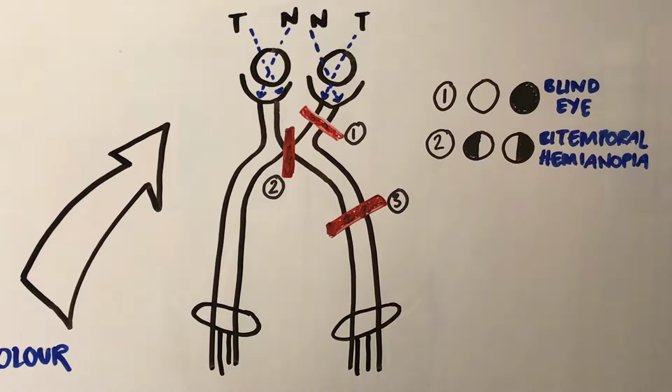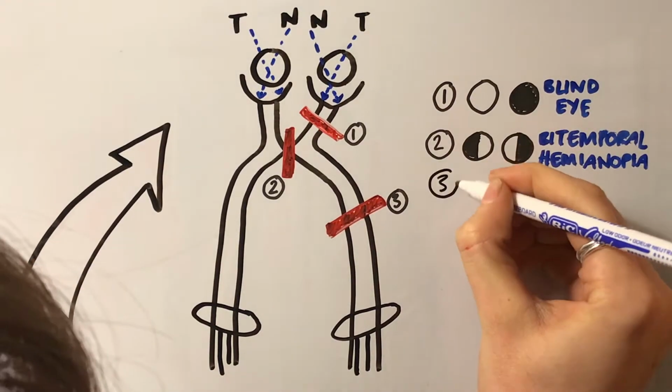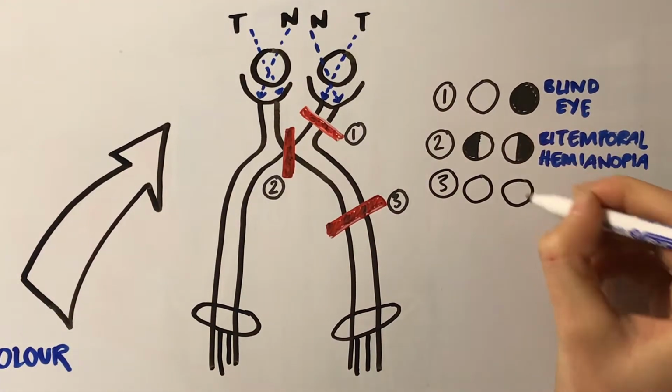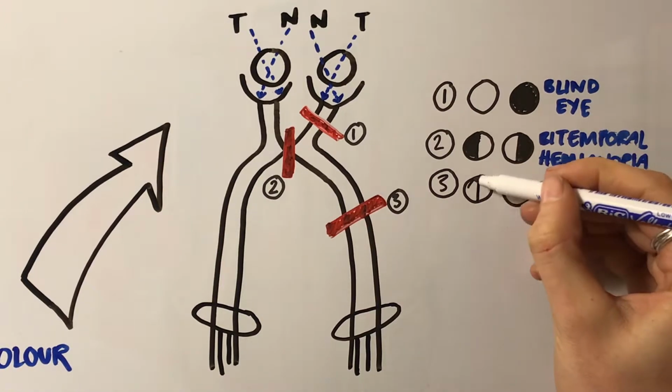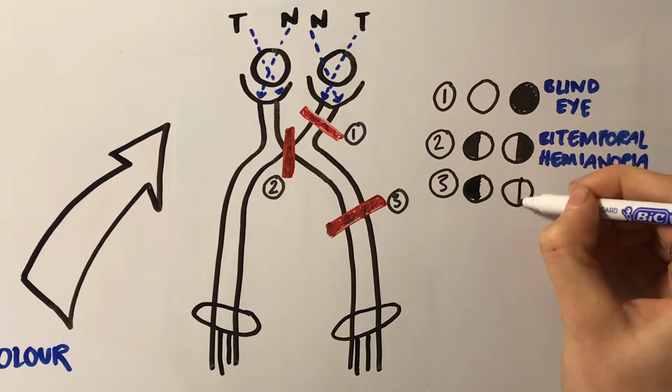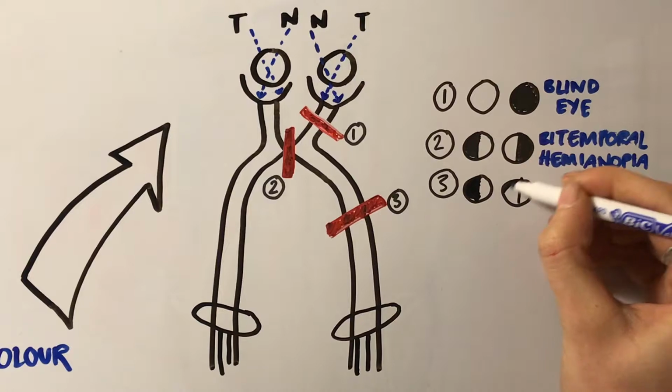Lesion number 3 is located in the right optic tract, and this tract is carrying information from the temporal visual fields of the left eye and the nasal visual fields of the right eye. So a patient with a lesion here would likely present with left homonymous hemianopia.